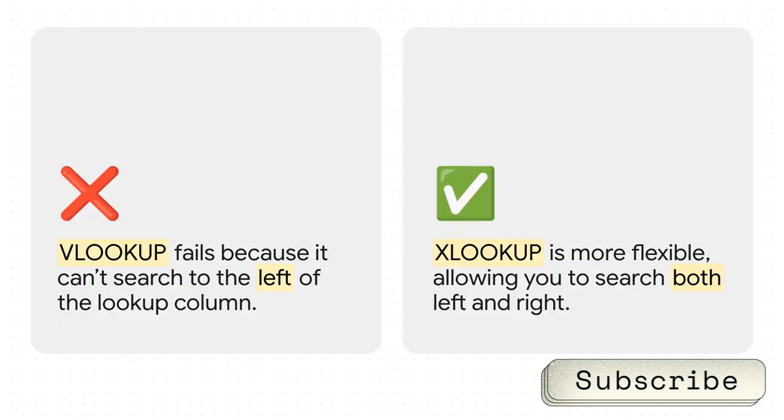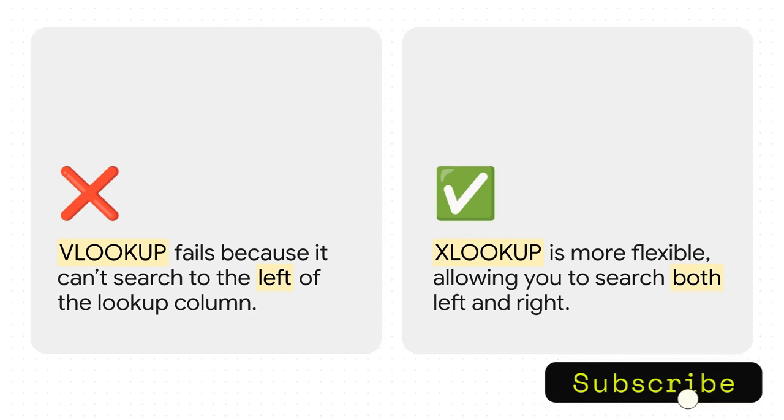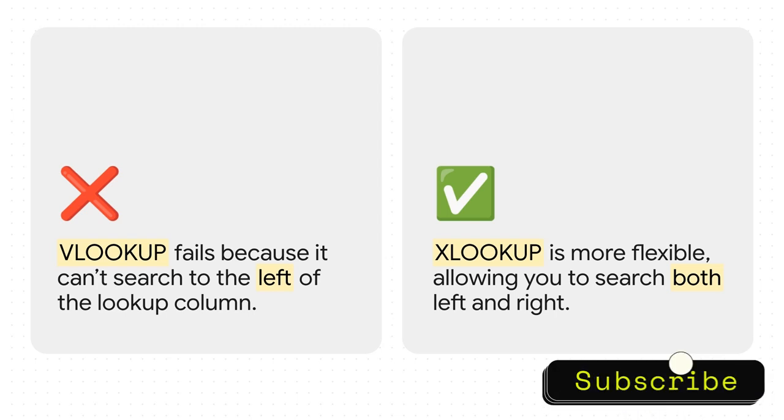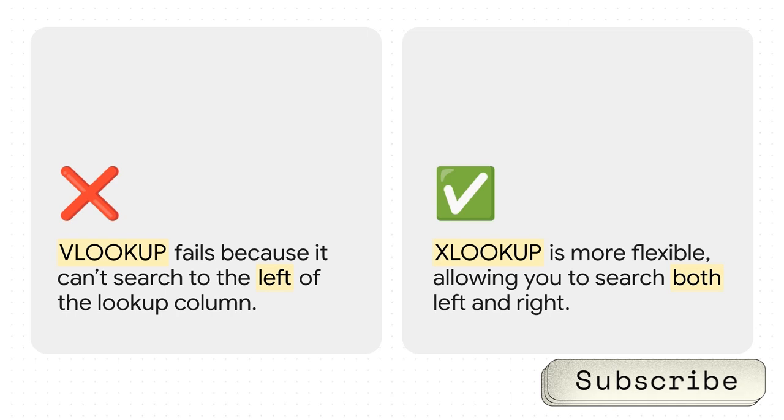And this is where you see XLOOKUP shine immediately. With VLOOKUP, if the answer you need is to the left of the thing you're searching for, you're just out of luck. It'll give you an error. But XLOOKUP, it doesn't care. Since the search and return columns are separate, it can look left, right, up, down. It just works. It's a total game changer.